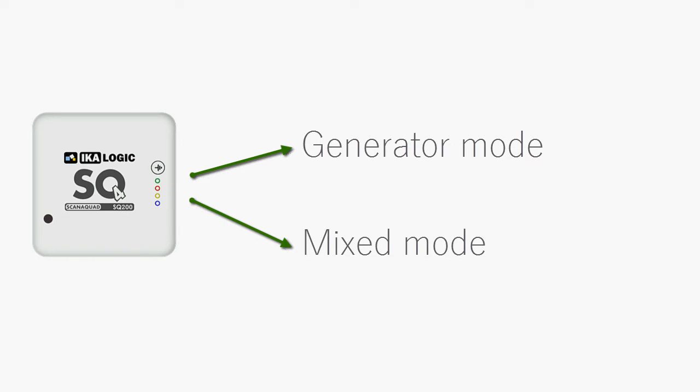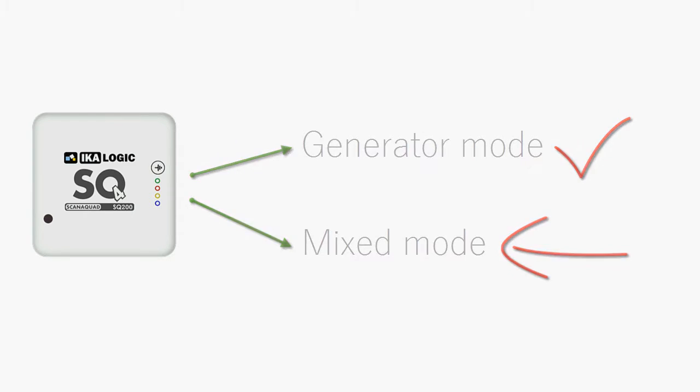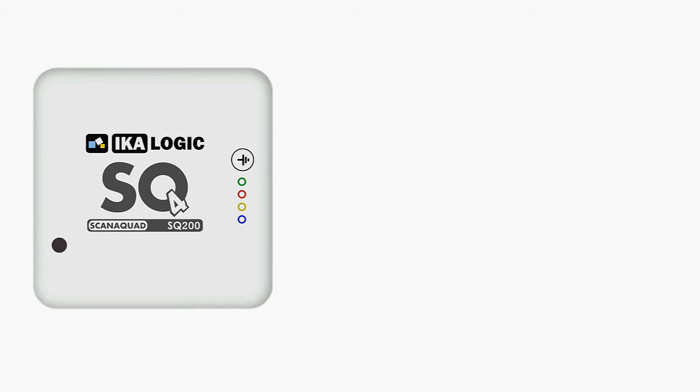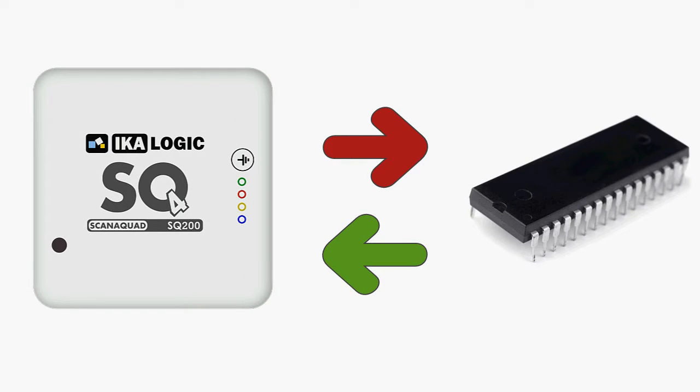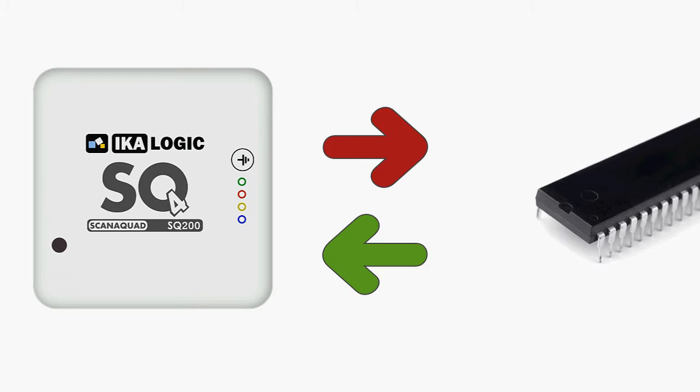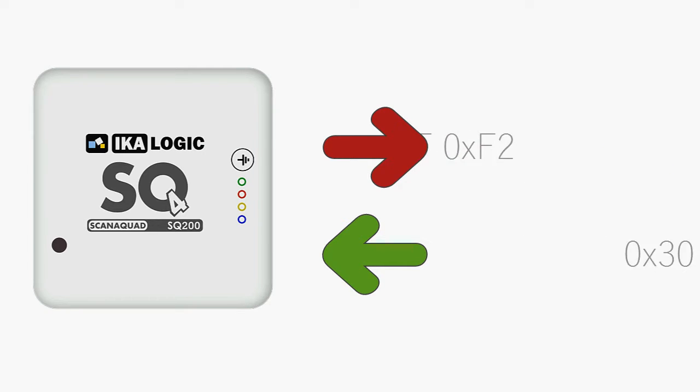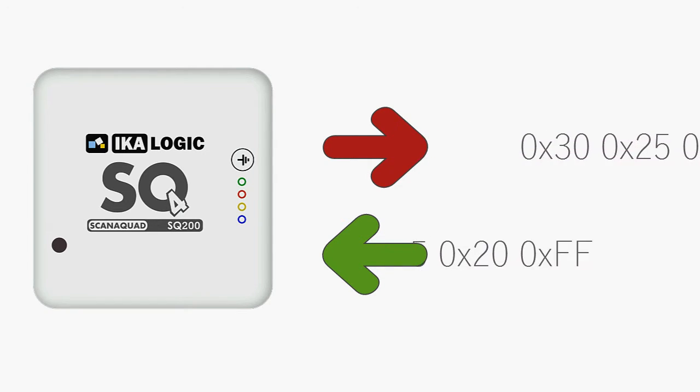In a previous tutorial, we described how ScanaQuad can be used to generate logic patterns. In this tutorial, I'm going to show you how to use the mixed mode. The mixed mode allows you to generate and capture logic signals simultaneously. Needless to say, this can be very useful if you want to stimulate a circuit and record its response.